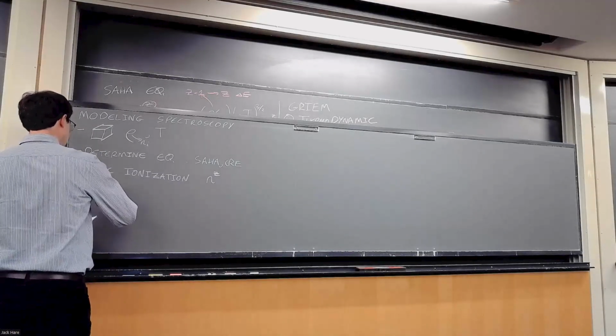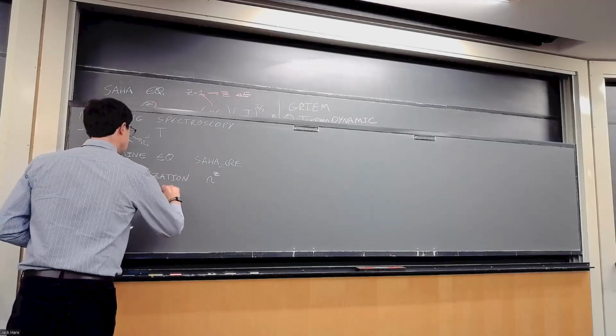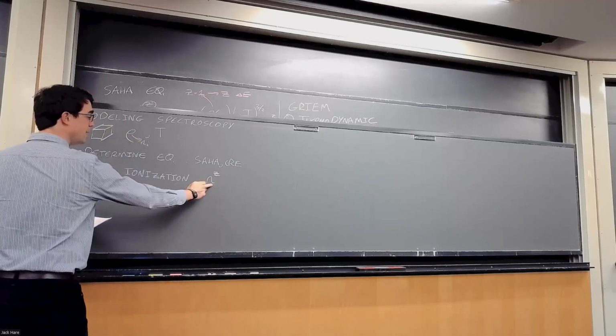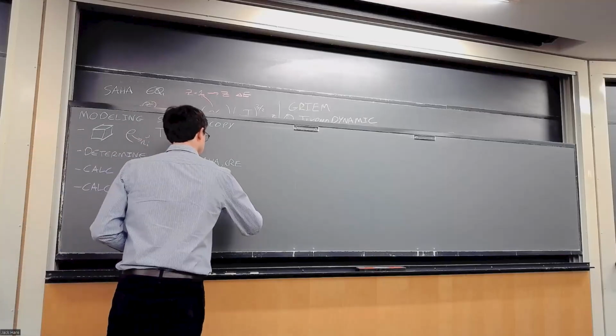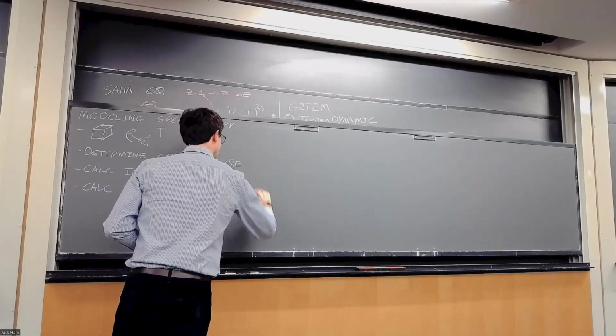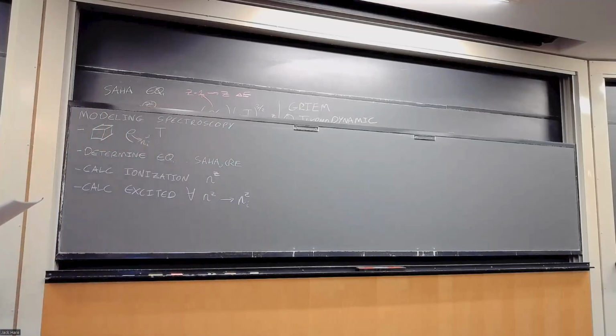Then you have to calculate the excited states. And you have to calculate the excited states for each N_Z. So for all Z, you need N_Z and then whatever the excitation is.